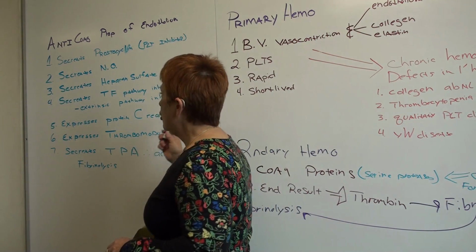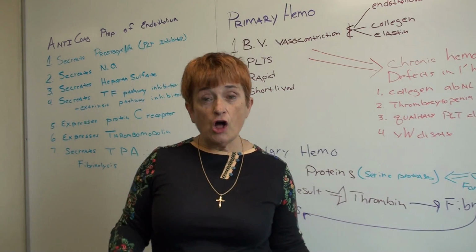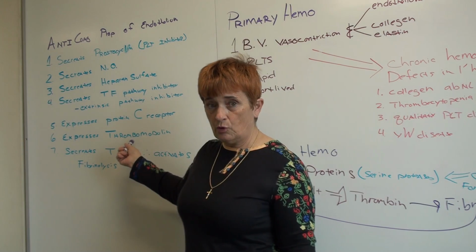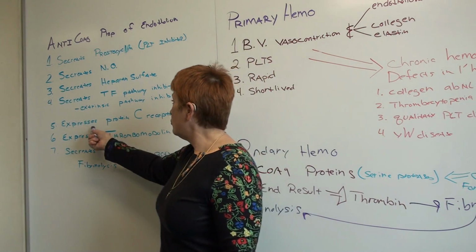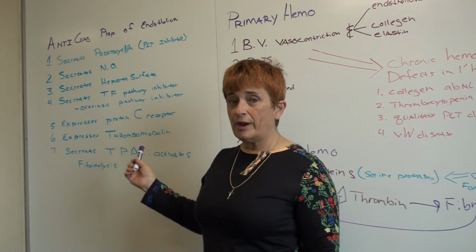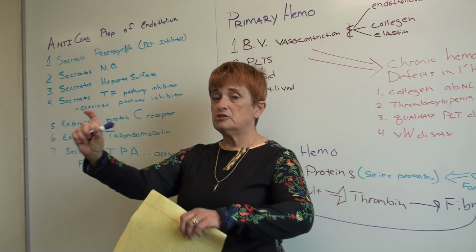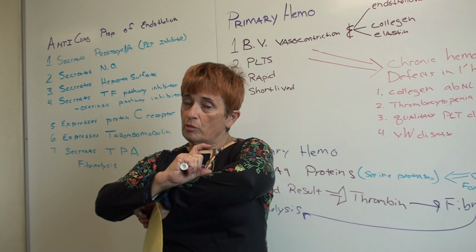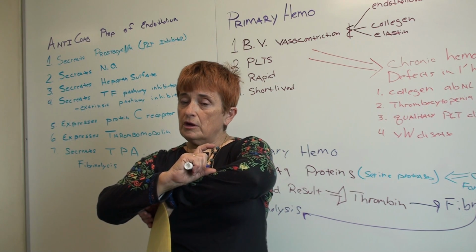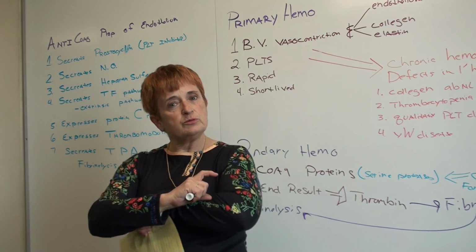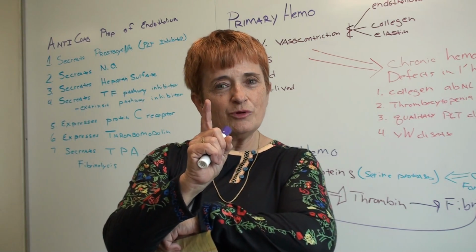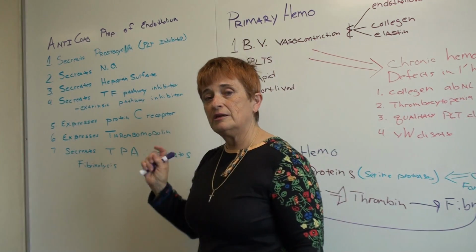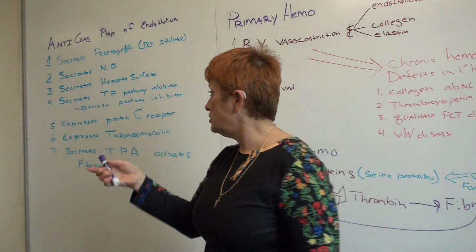Okay, the normal endothelium will also express protein C, and we'll get into that again later, protein C receptors. So I have protein C receptors. So if protein C is circulating, it can attach to my endothelium. Well, I thought we weren't supposed to make clots. Well, that's the thing about protein C. Protein C is an anticoagulant, meaning against coagulation.